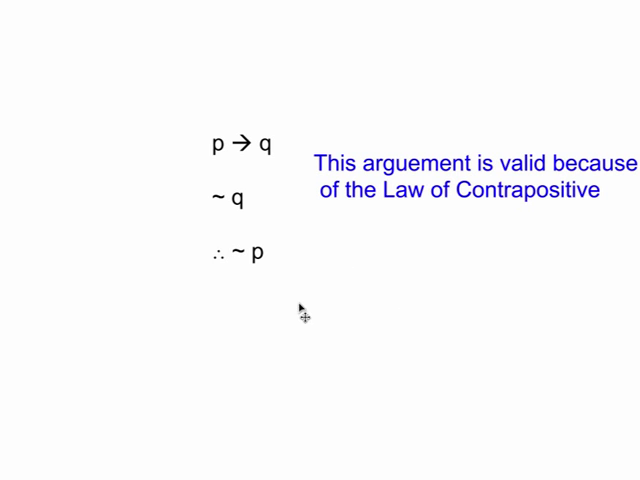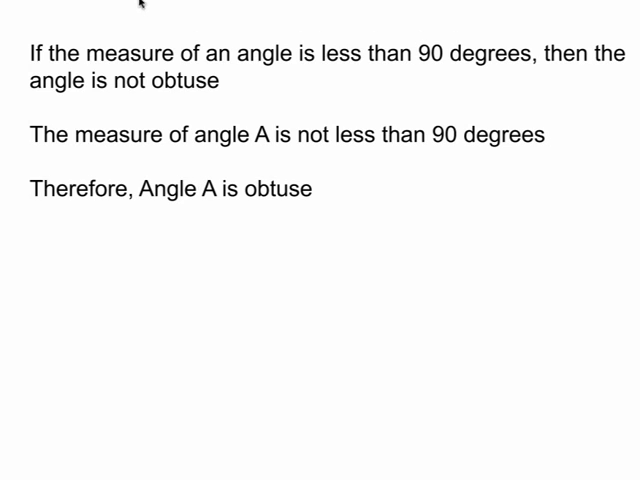So I've got P implies Q, not Q, therefore not P. Well, this should be pretty cut and dry. This is just the law of contrapositive, so this is a valid argument. All right, let's take a look at this one. Same question. Is this a valid argument based on what we see?